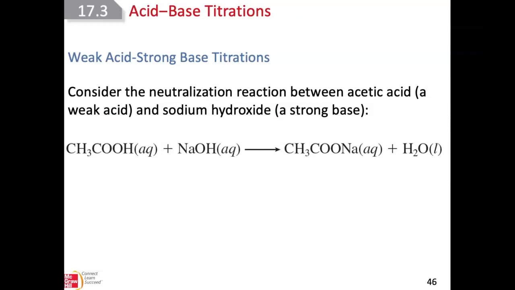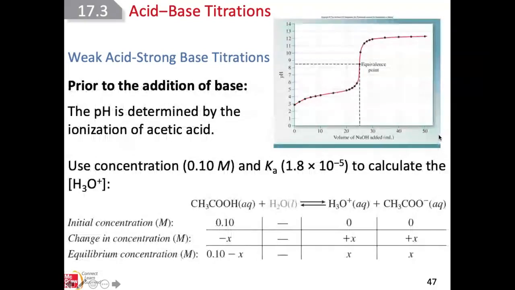So now let's do the same calculations and find the pH before the base is added, before the equivalence point, at the equivalence point, and after the equivalence point. So let's say we have an acid. This is a weak acid, acetic acid, and this is a strong base, sodium hydroxide. So we're getting a salt formed and the water.